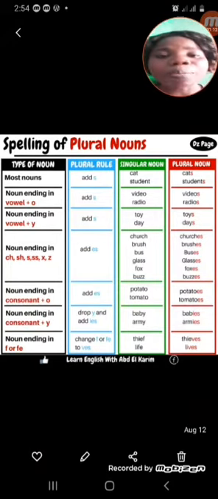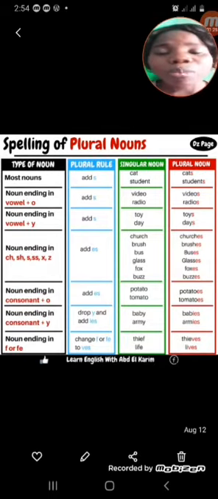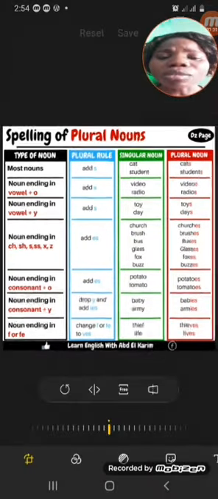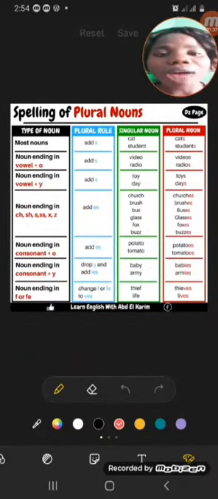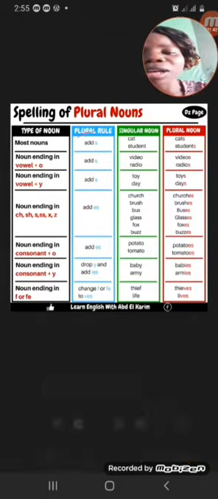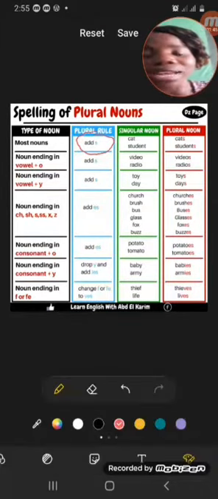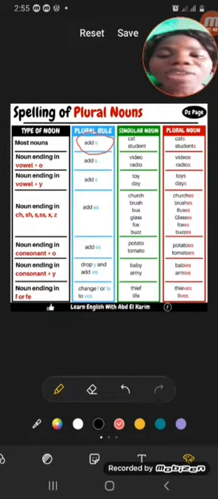Like you say a boy, two boys. You can see that boy has an S at the end because we are talking about people that are more than one. So how do you make nouns from singular to plural? Sometimes you can add an S. The most common plural letter is S. Like when you have a boy, you can add an S to make the plural boys.